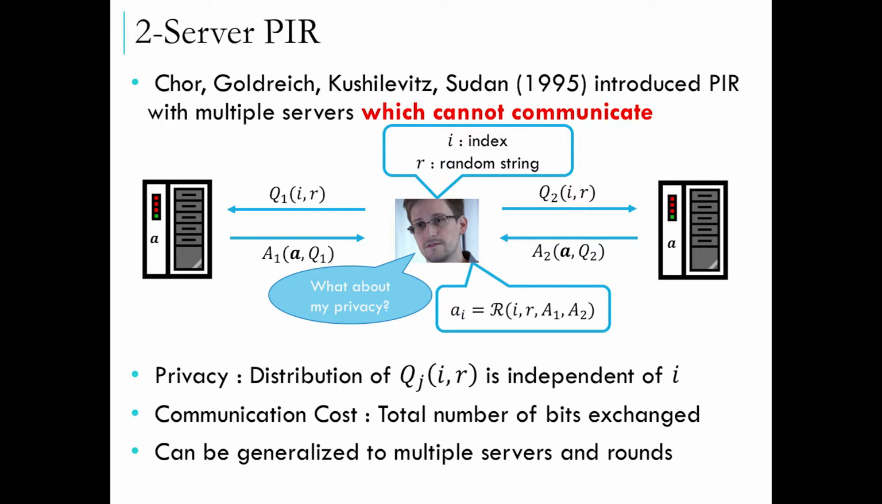Of course, the communication cost is again the total number of bits exchanged. That's the definition of two-server PIR. This definition can also be generalized to multiple servers and multiple rounds. But throughout this talk, I'll again stick to two servers and just one round protocols.